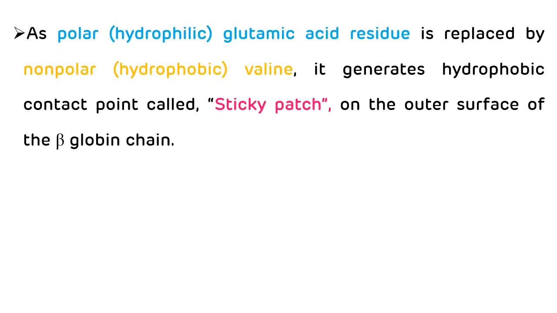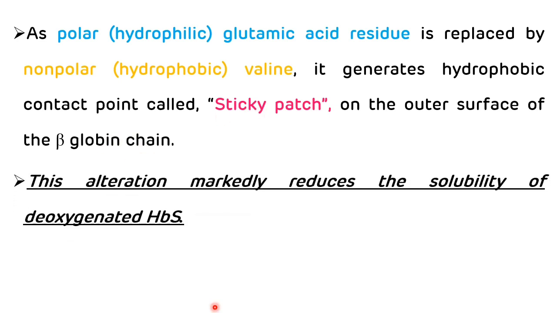Now, at the sixth position of the beta globin chain of HbA, there is normally glutamic acid, and this glutamic acid is polar and hydrophilic. But in sickle cell anemia, this glutamic acid is replaced by non-polar hydrophobic valine, and due to that there is a synthesis of a hydrophobic contact point, which is called a sticky patch, on the outer surface of the beta globin chain. This alteration markedly reduces the solubility of deoxygenated sickle hemoglobin.